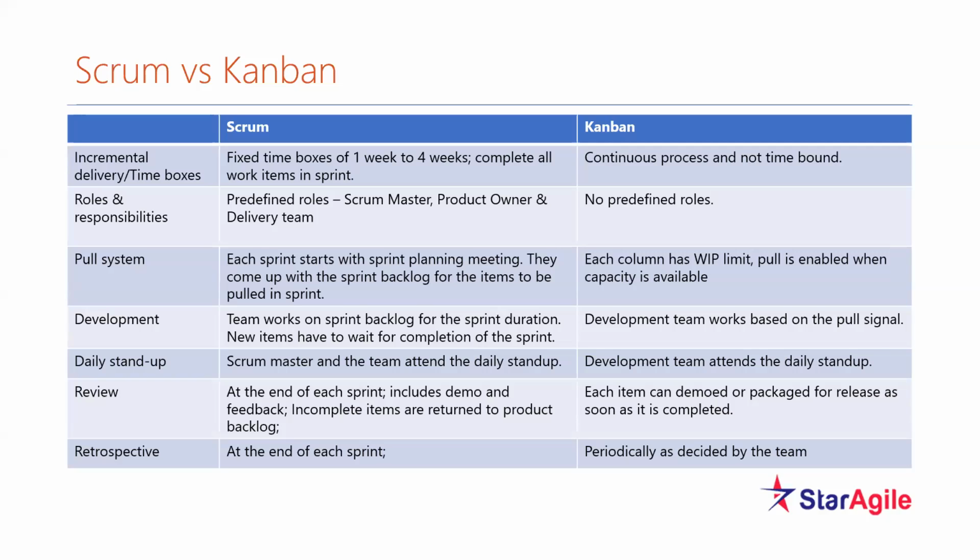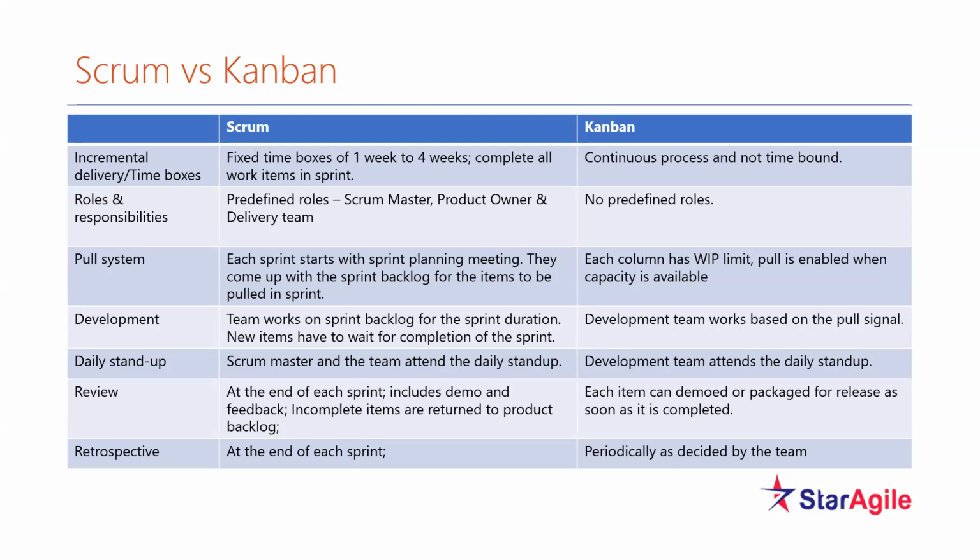Pull system. Each sprint starts with a sprint planning meeting, where they come up with the sprint backlog for the items to be pulled in the sprint. Whereas in Kanban, each column has a WIP limit and pull is enabled when capacity is available. I think you understood that, right? Yes. What's your name, by the way? Jitendra. Thanks, Jitendra. In Scrum, the team works on the sprint backlog for the sprint duration, and new items have to wait for completion of the sprint. Whereas here, the development team works based on the pull signal. That is what we were discussing, most agile.